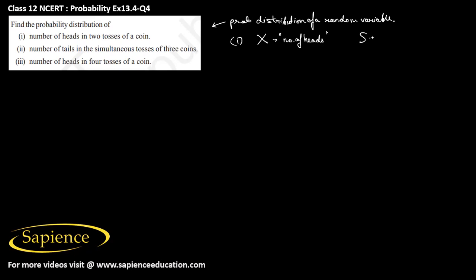The sample space of this experiment, two tosses of a coin, would be both heads, or I can get head, tail, or I can get tail, head, or I can get both tails. So there are four outcomes.